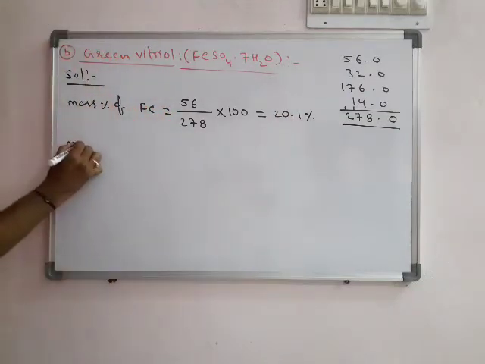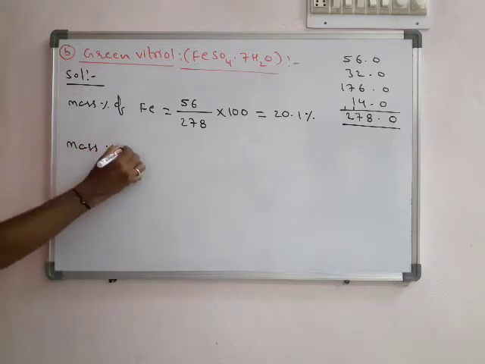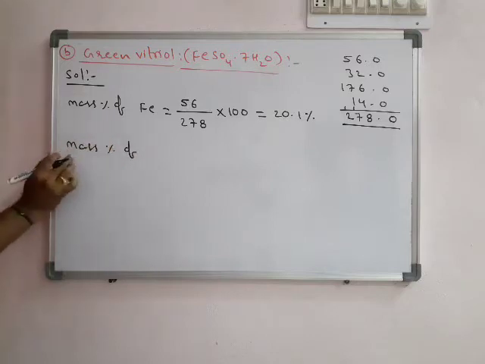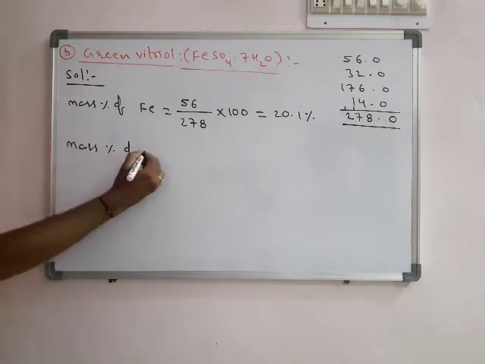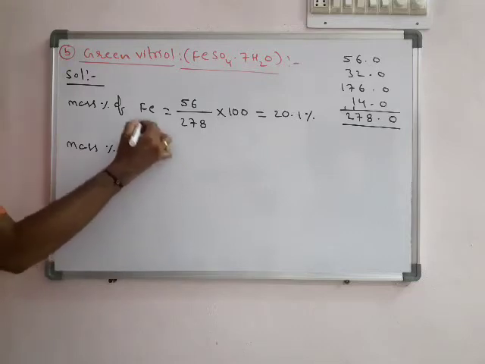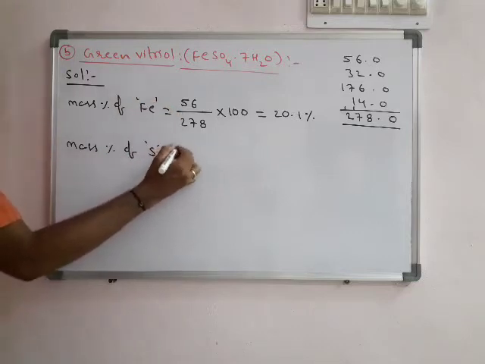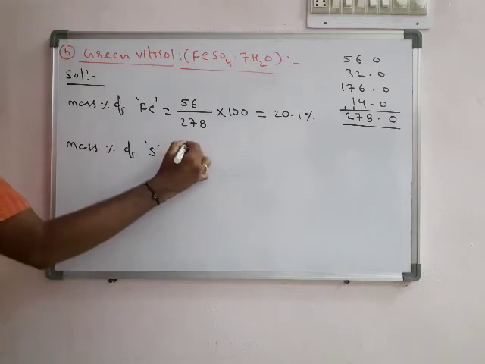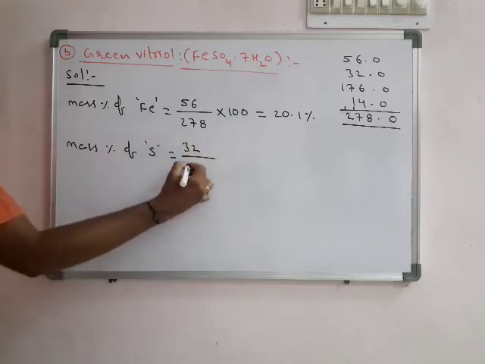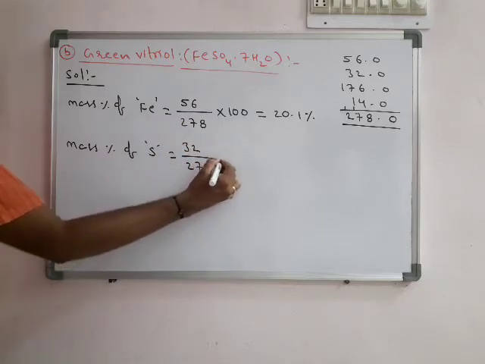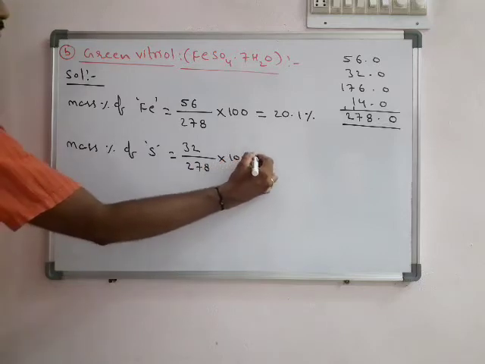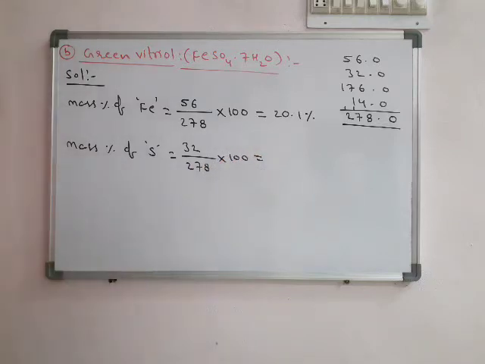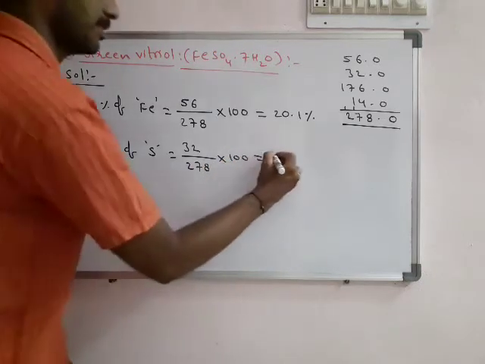Next, calculate the mass percentage, or we can write the percentage composition. Mass percentage of sulfur. How many sulfurs are there? One sulfur, 1 into 32 by, so total means just now we calculated 278, into 100. Again on this calculation we will get 11.5%.